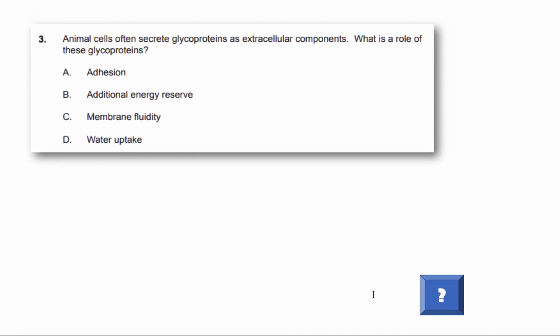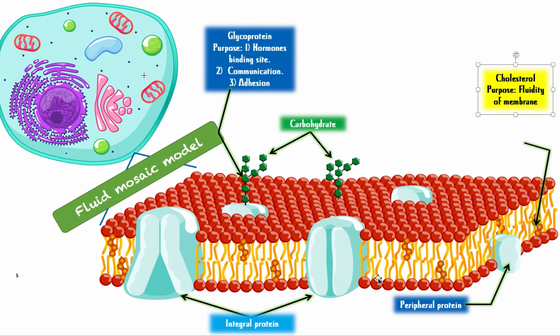Animal cells often secrete glycoproteins as extracellular components. What is the role of these glycoproteins? So all they're saying is animal cells, sometimes if you look at their membrane, they secrete or basically place this molecule called a glycoprotein because it's got a carbohydrate chain on a protein, so we call it glycoprotein.